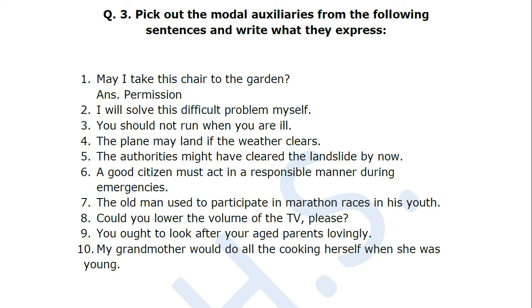Third one, "You should not run when you are ill." "The plane may land if the weather clears." "The authority might have cleared the landslide by now." "A good citizen must act in a responsible manner during emergencies." "The old man used to participate in marathon races in his youth." Next one, "Could you lower the volume of the TV, please?" Next one, "You ought to look after your aged parents lovingly." Now here they're not being forced. Here someone is making a request to them. Clear? Last one, "My grandmother would do all the cooking herself when she was ill."